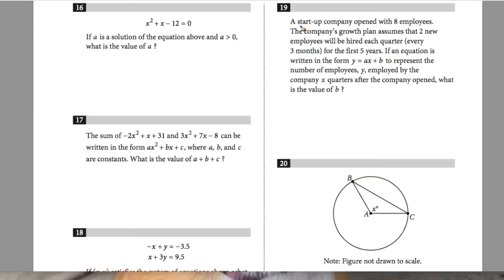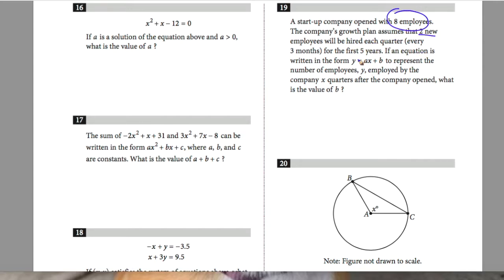Question 19. A startup company opened with 8 employees. The company's growth plan assumes 2 new employees will be hired each quarter, so 2 new employees each quarter, every 3 months, for the first 5 years. So 5 years, 60 months, 20 quarters.